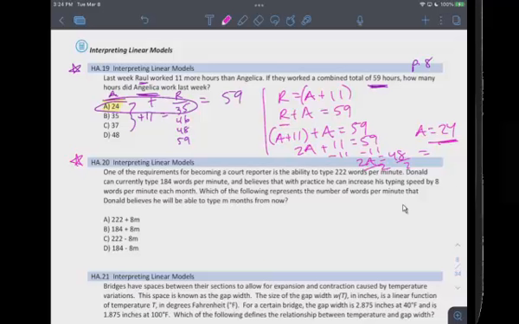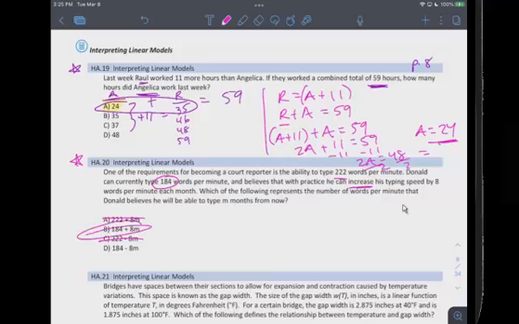So all you have to do is skim through and see. It says one of the requirements is 222 words per minute. Donald can currently type at 184. So notice the 222 was just a distractor. Okay? You're starting with, or your initial one is 184, so I can eliminate those two. And then he believes with practice he can increase his typing speed. Increase means plus, so right away I know this is my answer.